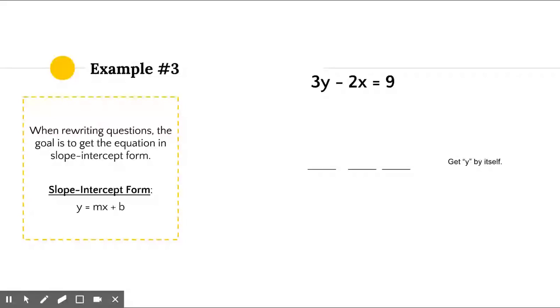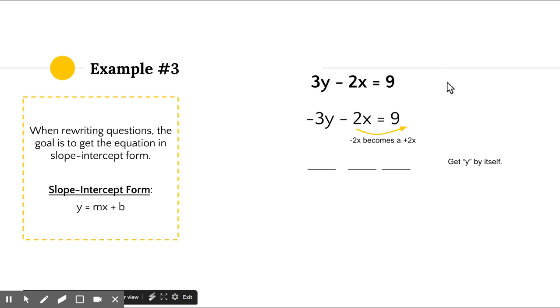All right, and let's do one more. And this one's not as nice because there will be a little bit of fractions in here, but it's not too bad. So first goal is let's try to get the y as much by itself as we can. And what we want to do is the y is on the left side, which is good, but we need this negative 2x to move to the other side. So when it moves to the other side, that negative 2x becomes a positive 2x. And it becomes negative 3y equals 2x plus 9.